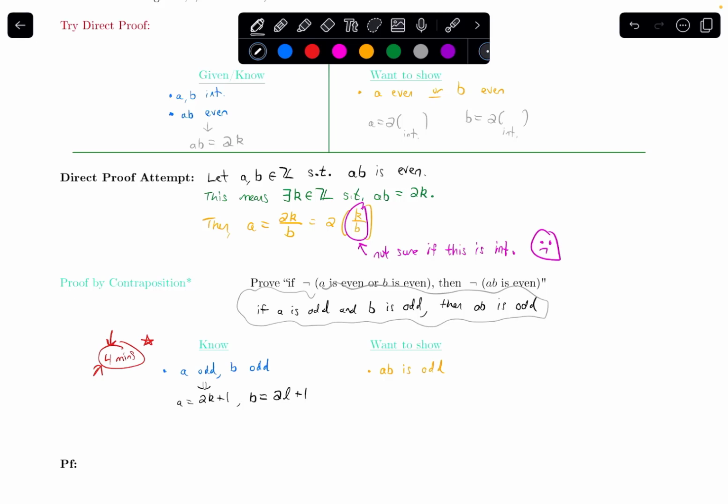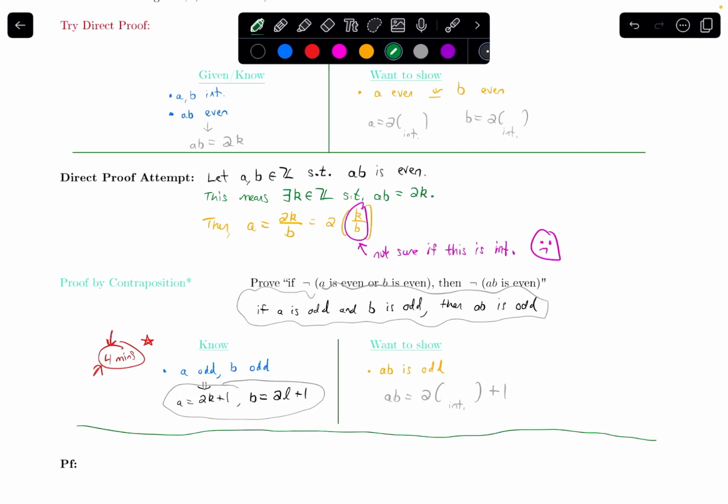Okay, and my ultimate goal is to show A times B is odd, so I'm going to need to multiply the A and the B, and hopefully get that this equals 2 times some integer plus 1. Okay, this looks more promising, because I have an A, I have a B. I think I'm going to multiply them together, and hopefully when I do that, it will have this form. So I think I have an idea for how the know column and the want to show column can connect. So I'm going to start to tackle the proof.